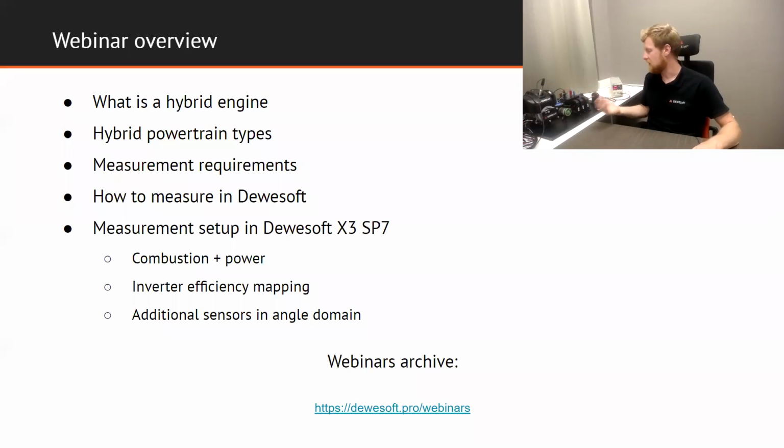So this is a small-scale combustion engine coupled with an electric motor. Basically, it's a model of an actual hybrid engine. So we can do complete combustion analysis and complete power analysis on the engine.